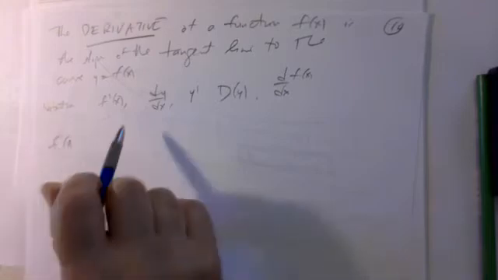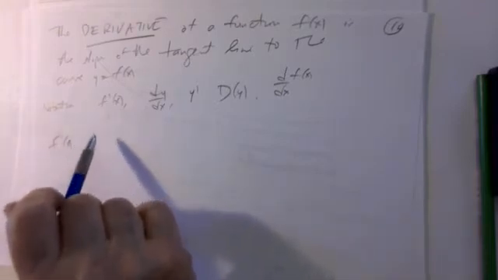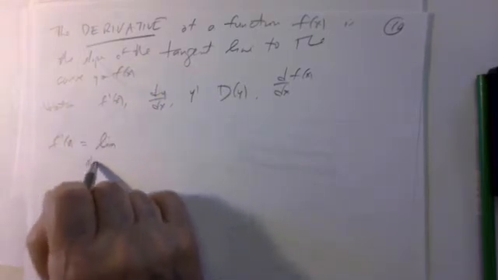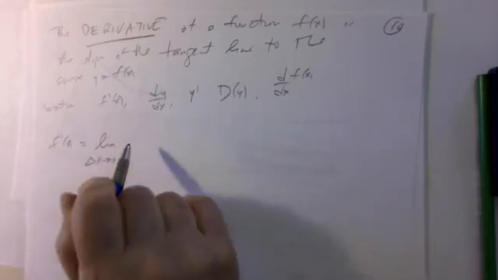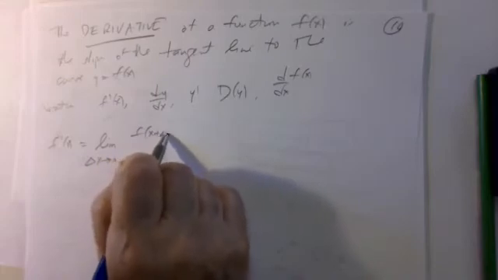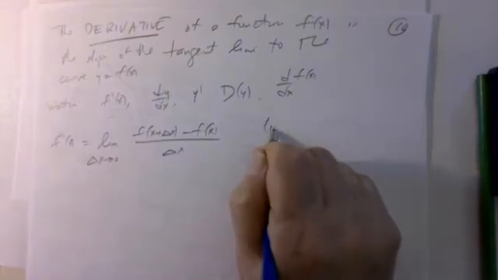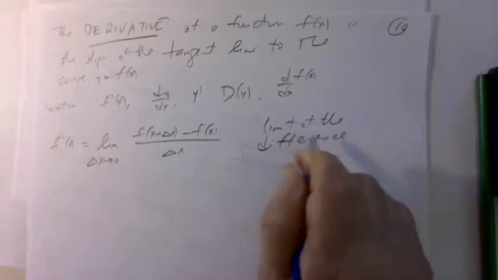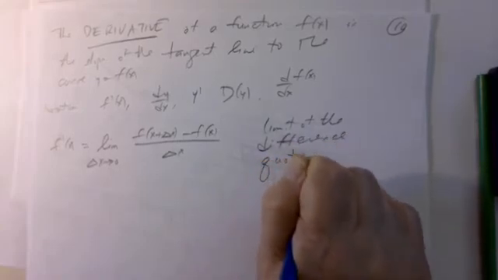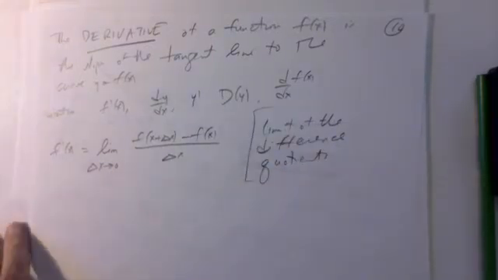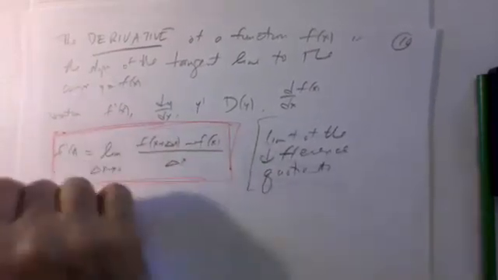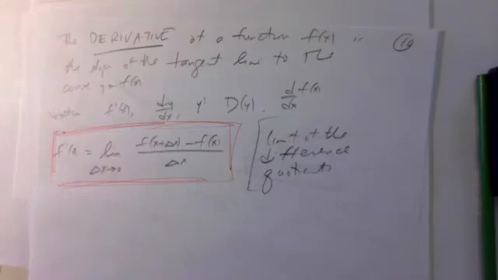But the definition is the derivative, I'll write it as f prime of x. It's the slope of the tangent line at x. So that's the limit as delta x goes to 0. Now I'm using x instead of c. F of x plus delta x minus f of x over delta x. So this is the limit of the difference quotients. So this is the fundamental definition of the derivative.